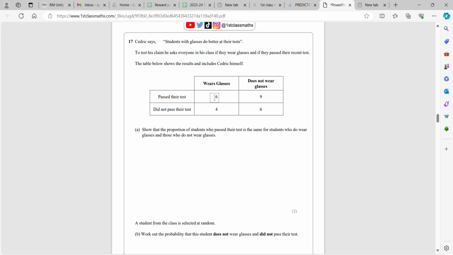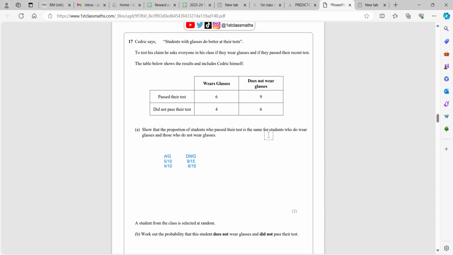Okay, so we've got wears glasses here, so we can just put WG. And it is out of 10. And the people who passed was 6 out of 10. And the people who didn't pass was 4 out of 10. So then if we go along here and we do don't wear glasses, you can see it's now out of 15. 9 out of 15 passed. And 6 out of 15 didn't.